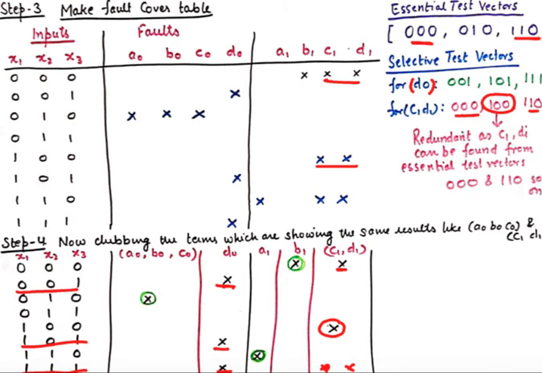Alright, so that is how you can find redundant test vectors from the combination of essential test vectors and selective test vectors.